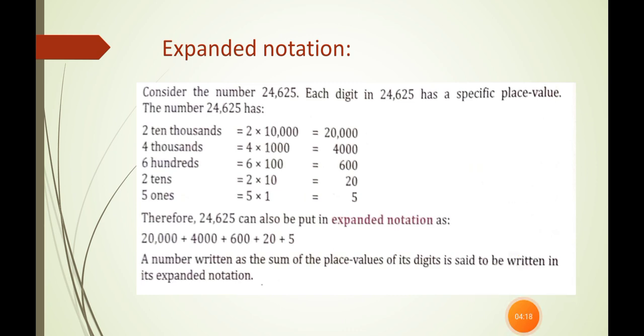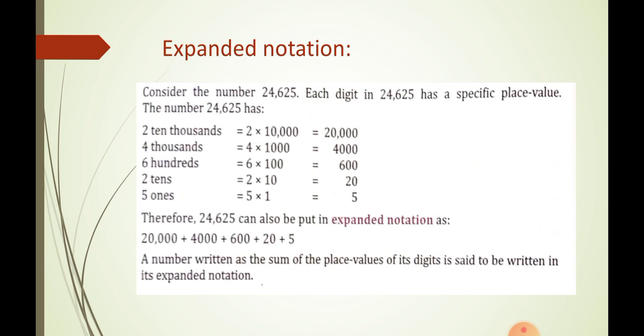So next part is expanded notation. So students, you already know how we have to write the expanded form of numbers. So consider the number 24,625. Each digit in 24,625 has a specific place value. The number 24,625 has two 10,000s. We should write 2 in a 10,000s place, 4 in a thousands place, 6 in a hundreds place, 2 in a tens place and 5 in ones place.